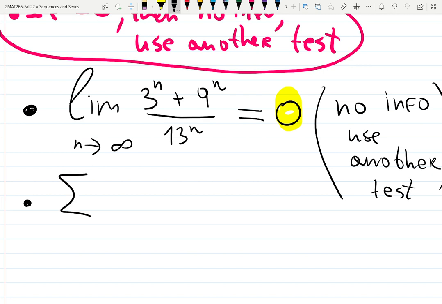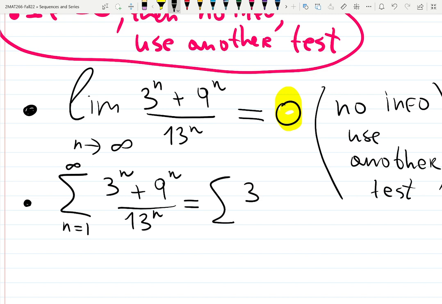So let's look at this carefully. The sum of 3^n plus 9^n over 13^n, from 1 to infinity. How should we rewrite this problem so it's easier to work on? Who can help me with that? Yes? Okay, we just worked on it in office hours, so I know you know. You can put 3^n over 13^n, and then another summation, 9^n over 13^n. Perfect.